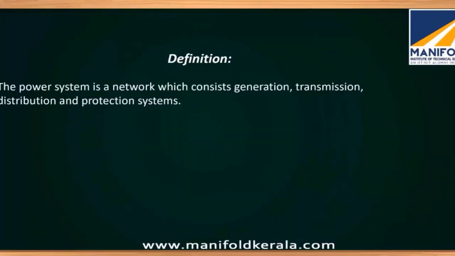The first thing is, what is a power system? A power system is a network where we do the generation, transmission, distribution, and protection of the electrical systems. Understand? So it mainly consists of the generation part, transmission, distribution, and protection.